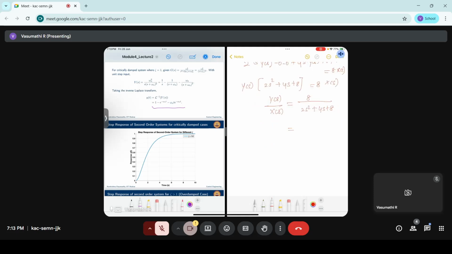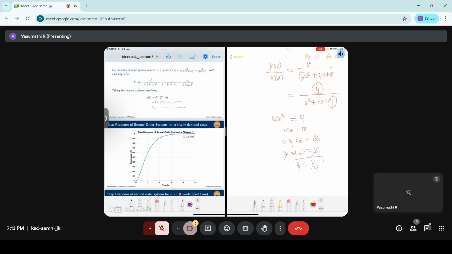But see, is it in terms of the standard equation? It is not, right? There is a coefficient here, so you have to get rid of it. If I take 2 as common, this will be 4 by s square plus 2s plus 4. Now, is it in the standard format? Yes, because this is omega n square and omega n square is a constant. So omega n square is equal to 4 will give omega n equal to 4. 2 zeta omega n equal to 2. This will give us 2 zeta into 4 equal to 2, the 2 gets cancelled. Zeta is equal to 1 by 4, 0.25 is the answer.